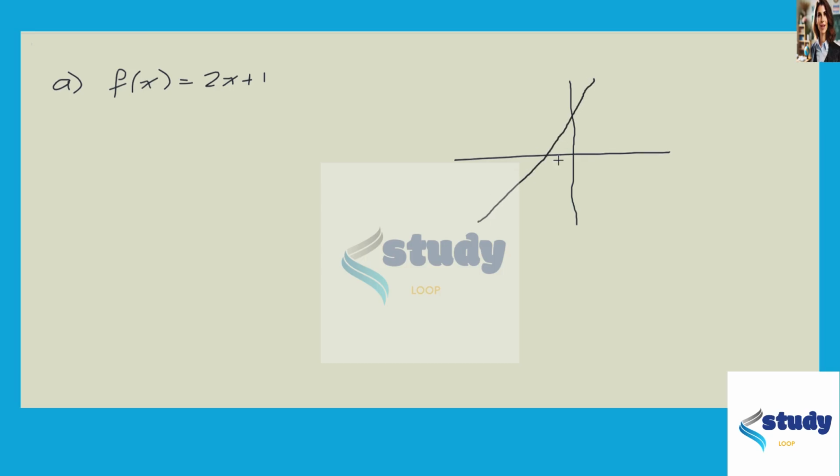We see that it is a one-to-one function because every x value will only give us one y value, and every single y value, we can get just by taking some x value. So this is, yes, a bijection.